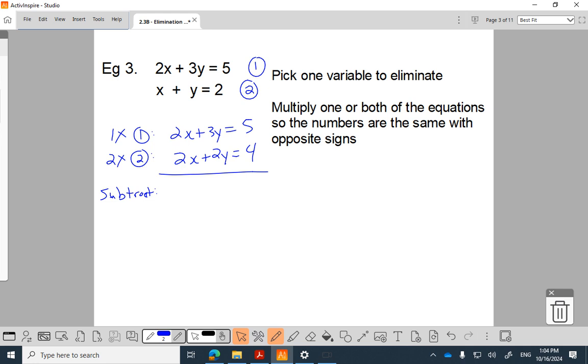What's 2x minus 2x? 0. There's the elimination part. We've eliminated x. 3y minus 2y.